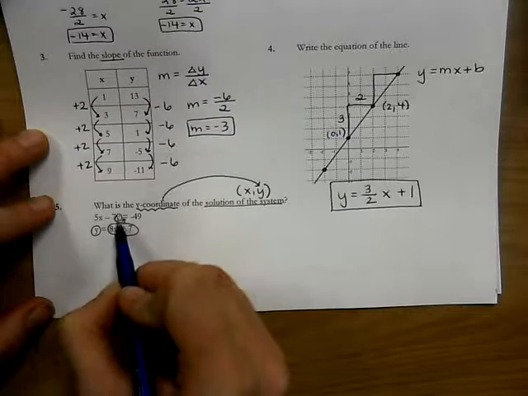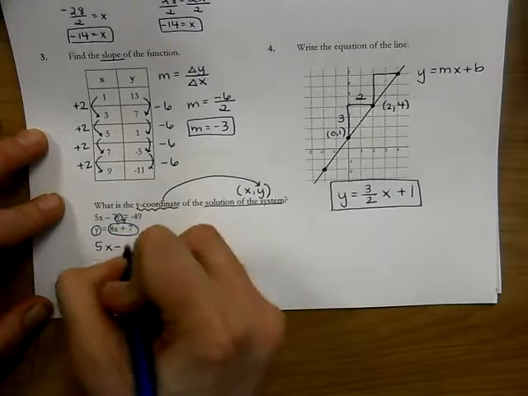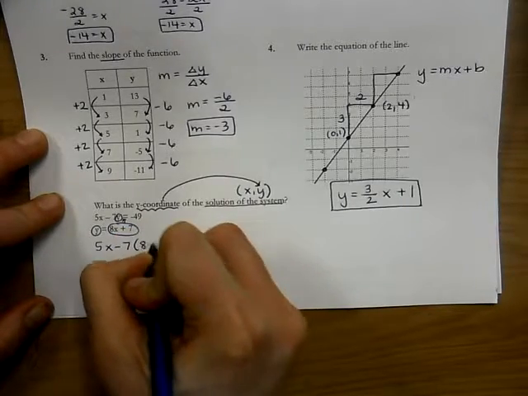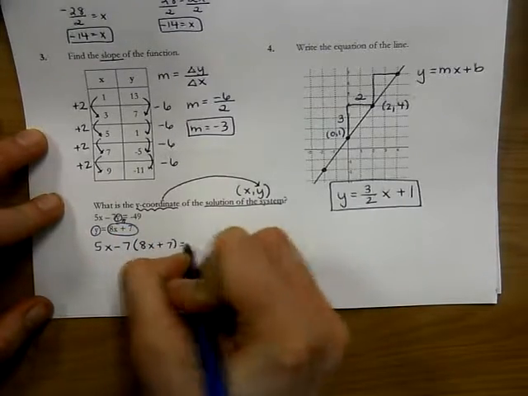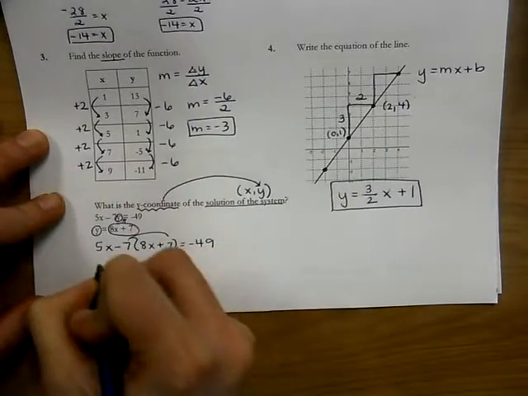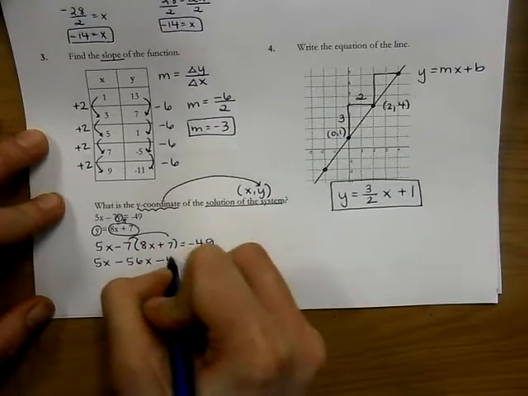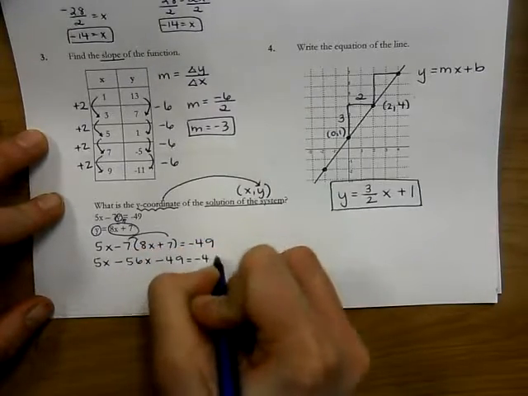So I have y equals here. I'm going to replace that y with 8x plus 7 and then solve. So we have 5x minus 7, I substitute in 8x plus 7 equals negative 49. And now I start solving. First I distribute. So I have 5x minus 56x minus 49 equals negative 49.